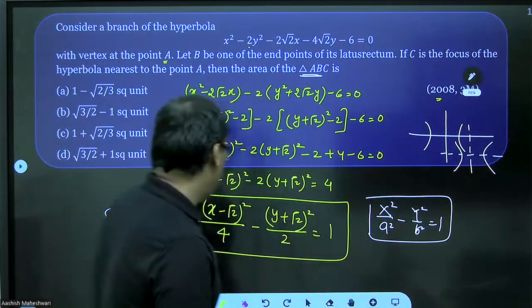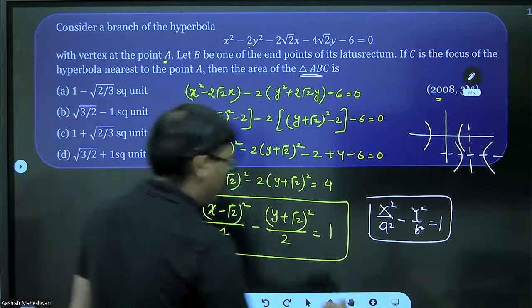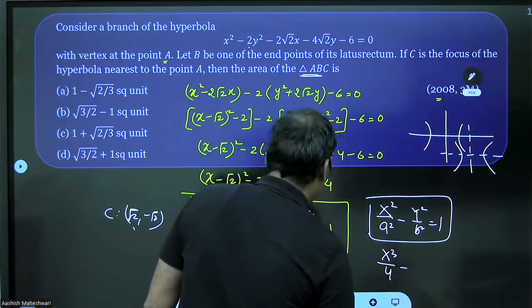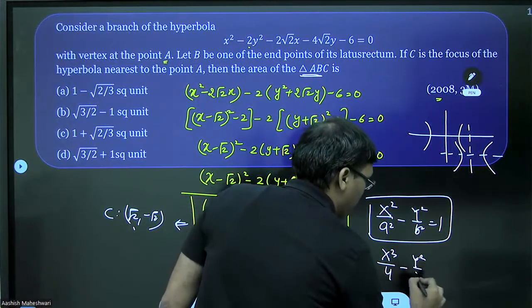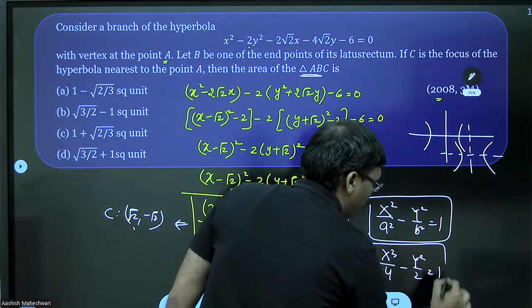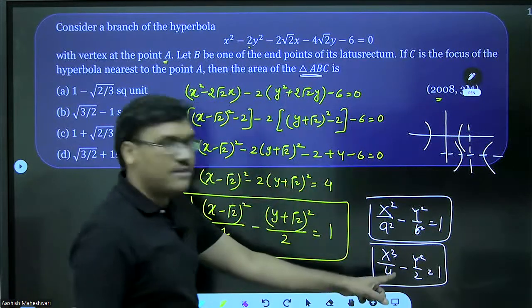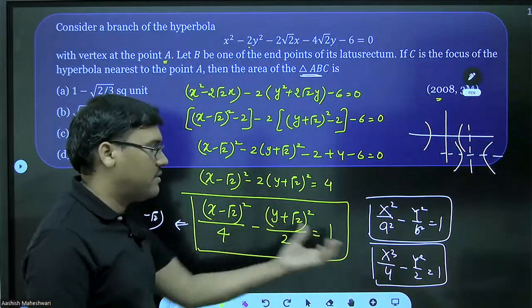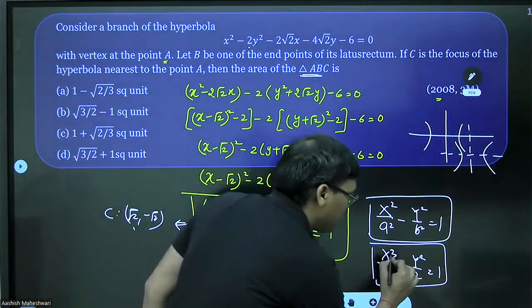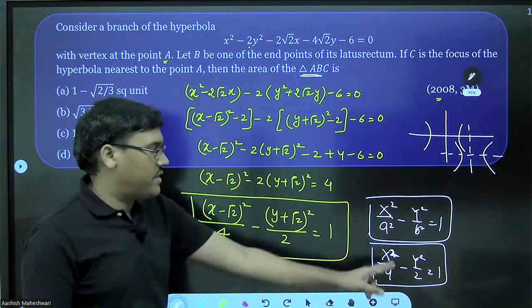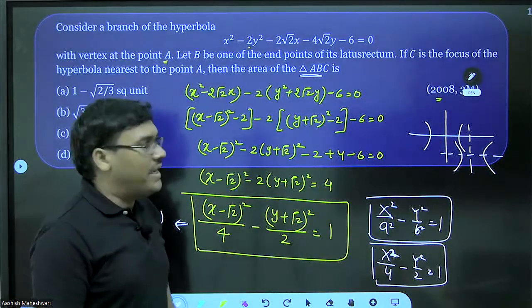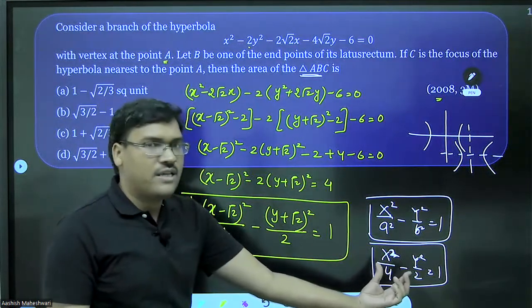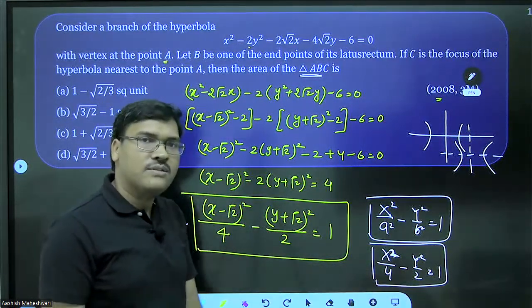What I can do is use a hyperbola, x square upon 4 minus y square upon 2 is equal to 1. If you find the area of triangle ABC in this case and the area of the triangle in the original case, the answer will be the same, because this is just the shifting of this. So indirectly, no need to shift any point. You find the area of this triangle ABC using this hyperbola, and that will be the answer for this question.